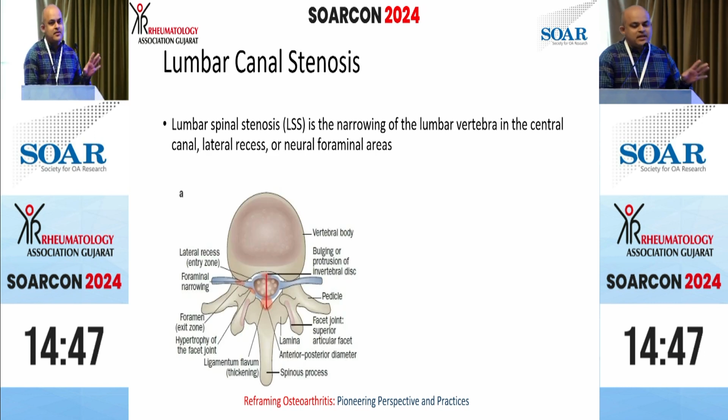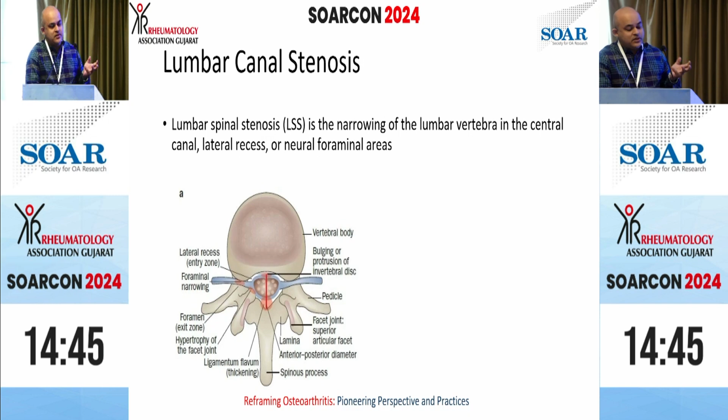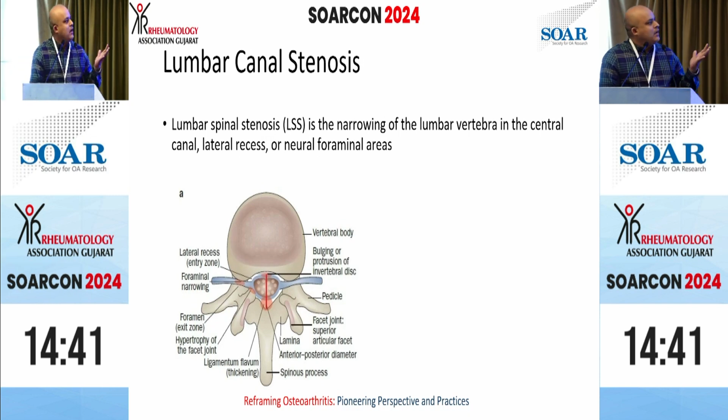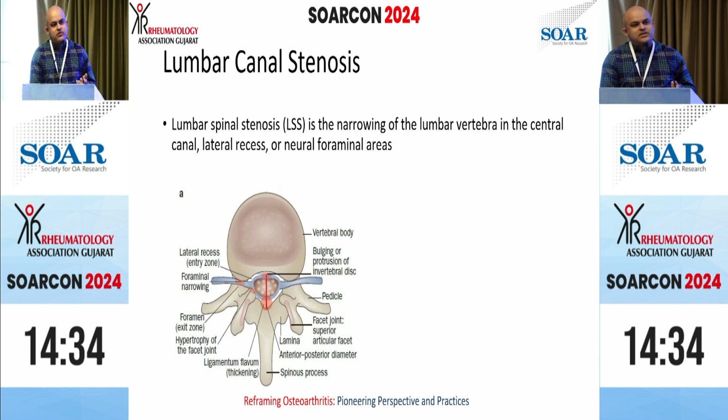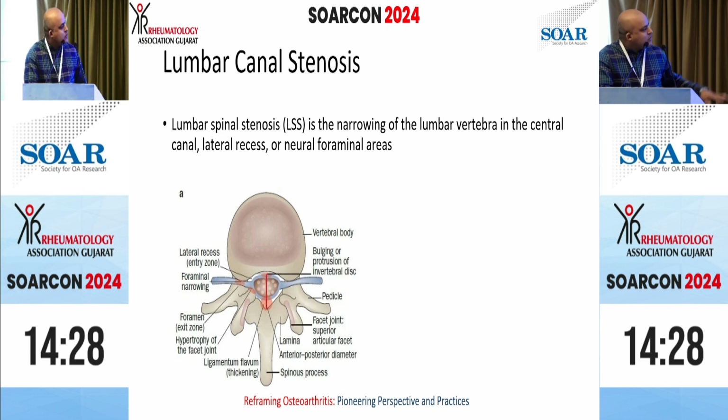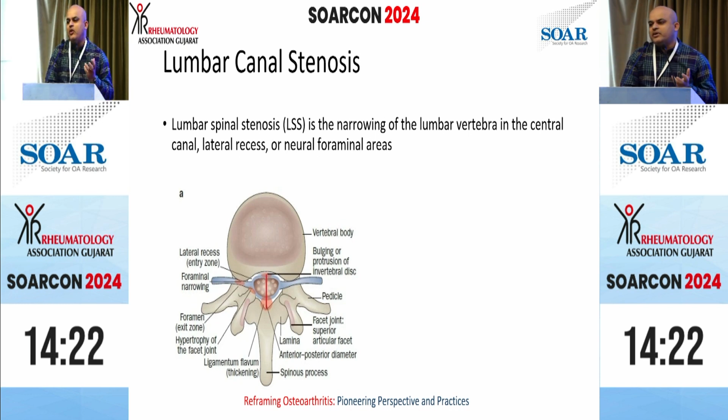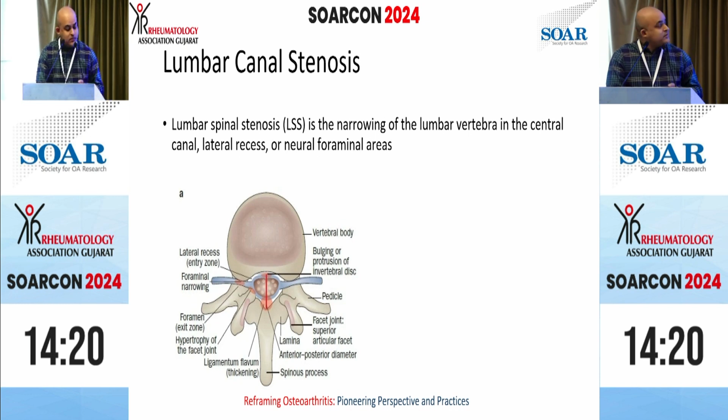So let's start straight away with what lumbar canal stenosis is. Lumbar canal stenosis is basically narrowing of the lumbar vertebra in the central canal, or in the lateral recess, or the foramen. These are the three areas where you can have a stenosis which can lead to symptoms. You can see the central area, the foramen, and the lateral recess in the diagram. It is at these three primary locations that you can have a stenosis which will lead to symptoms.